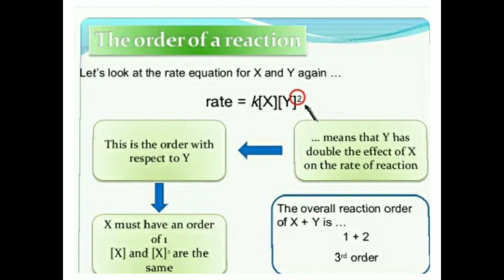The order of reaction. Let's look at the rate equation for x and y. Again, rate is equal to k[x][y] squared. Y squared means that y has double the effect of x on the rate of reaction. This is the order with respect to y. X must have an order of 1, since x and x to the power 1 are the same. The overall reaction order of x plus y is 1 plus 2, third order.